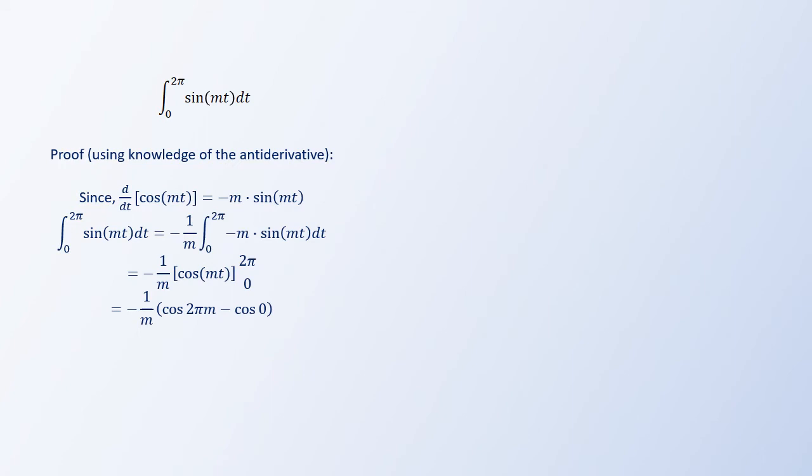cosine of 0. Now the cosine of 0 is 1, and the cosine of 2 pi times any positive integer will also be the same value. If you think about a unit circle, that's going to come around to 360 degrees or 720 degrees and so forth. So in both cases, those are going to be 1. But 1 minus 1, of course, is 0. And so this particular integral will always be 0. And that's a valuable piece of information that we'll use later.